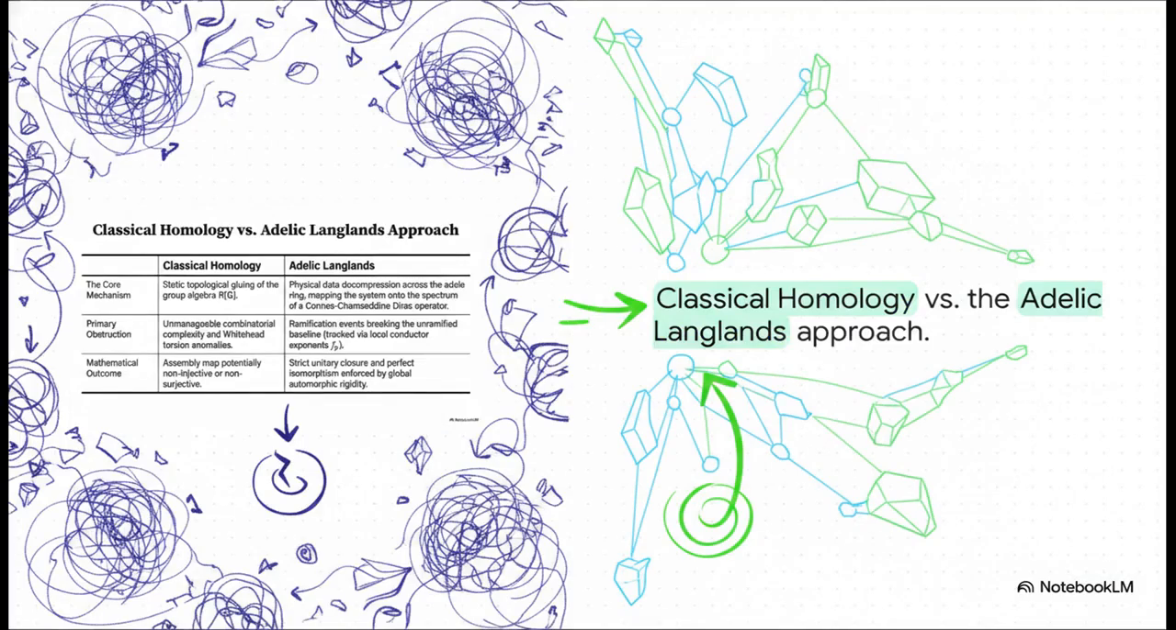Now, it's really crucial to see how the Adelic Langlands approach completely bypasses the failures of classical homology. In classical methods, mathematicians hit a wall of combinatorial complexity, basically nonlinear winding anomalies called Whitehead torsion that just made assembly maps fail. But the Adelic Langlands method maps the system onto the spectrum of a generalized Dirac operator. This means global automorphic rigidity steps in and forces strict unitary closure, completely regularizing those errors away.